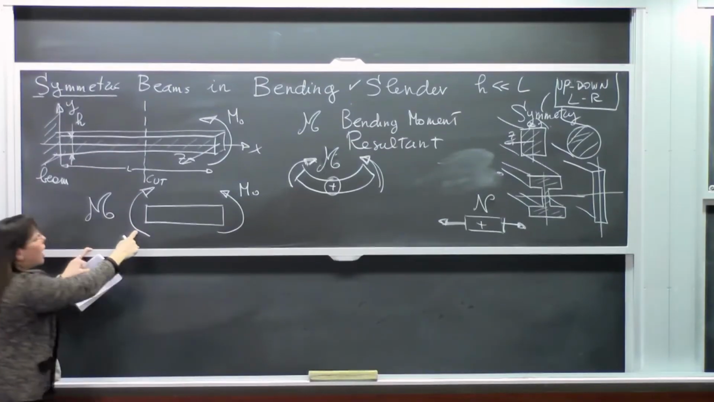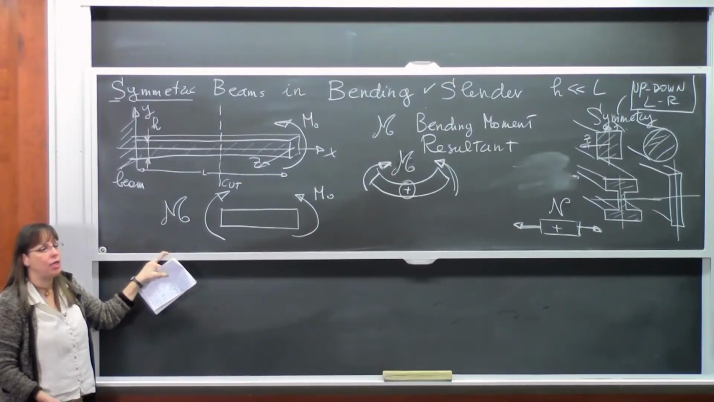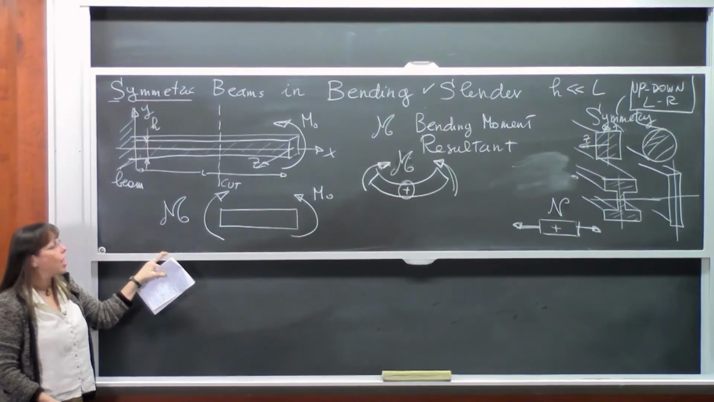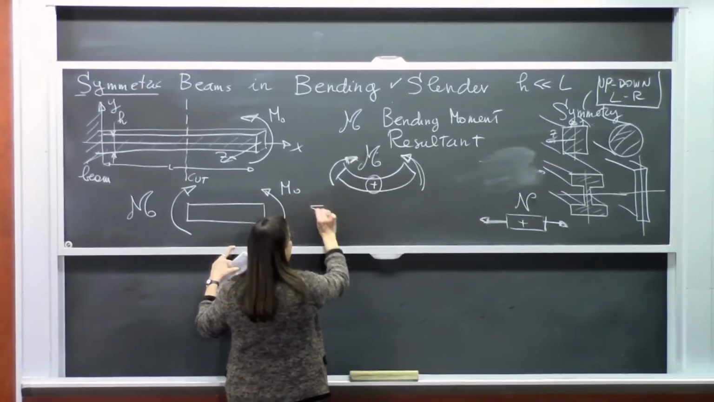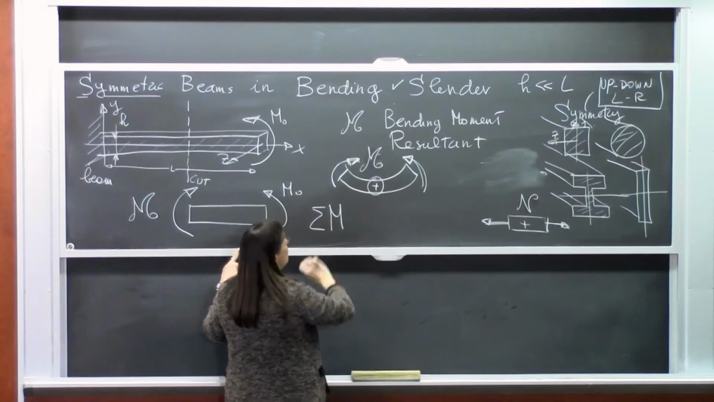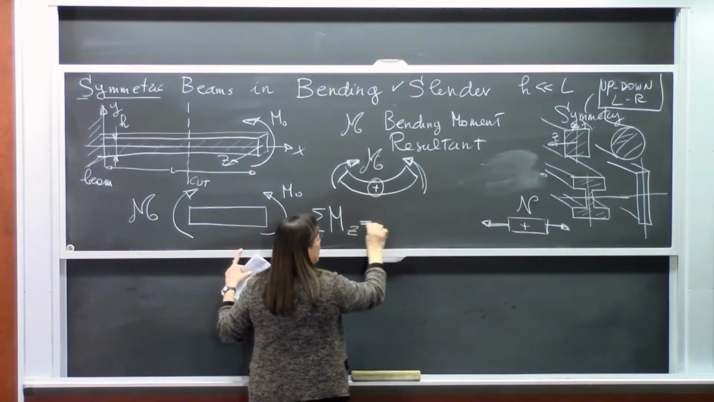So see how I drew it here? I drew it positive because I do not know how much it is yet. So how do I find it? Sum of moments is 0. Exactly. As simple as that. I use equilibrium. I do sum of the moments, and now the moments are moments z equal to 0.